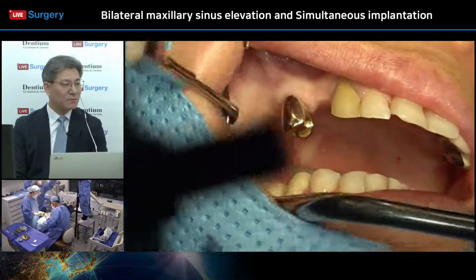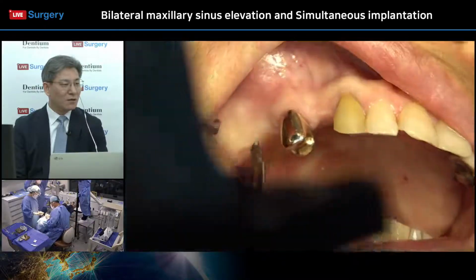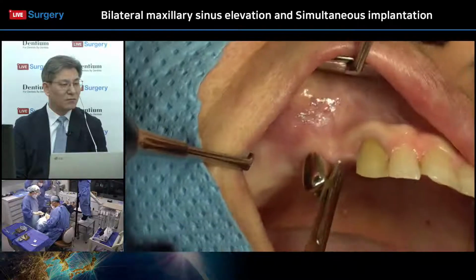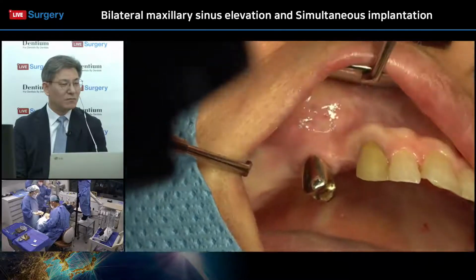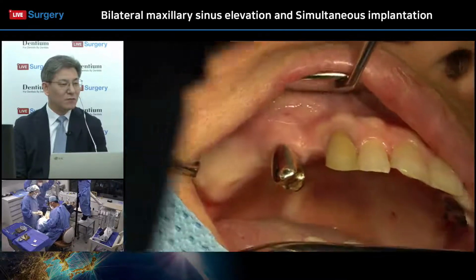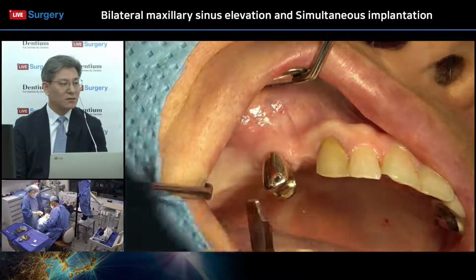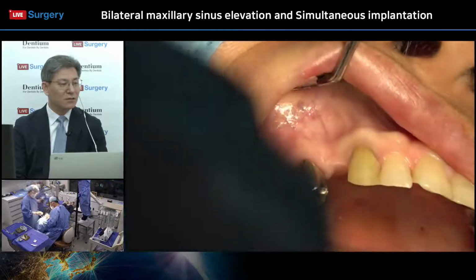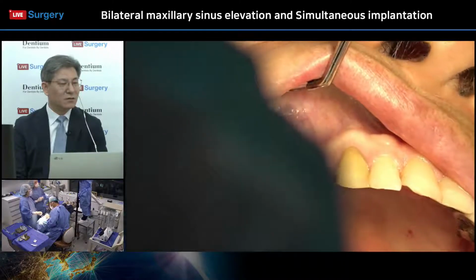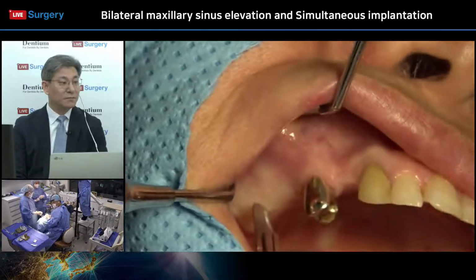I will try it from the 16, after that the 14, and then after that move to the left side. First, I will try to place the implant with the sinus elevation. So at first I will do the elevation, and then I will place the implant.